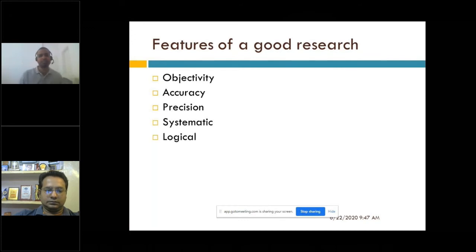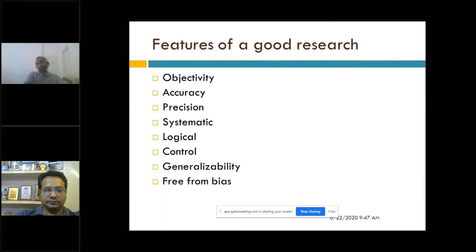Logical. We must not miss any logical paradigm. If we can't derive logical inferences through research, our research is useless. Control. We should have full control over the research process and research steps. Generalizability. The more generalizability in research, the better the research is. If we can generalize in a broader spectrum, then this research is good.